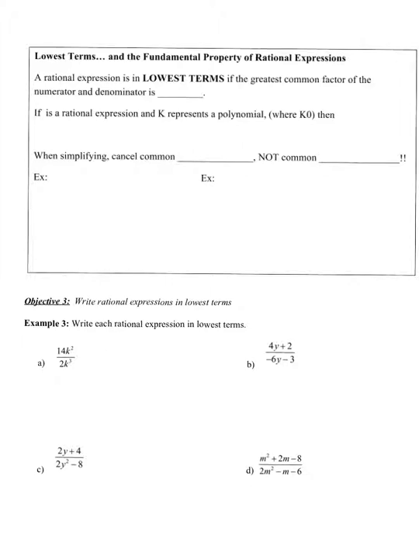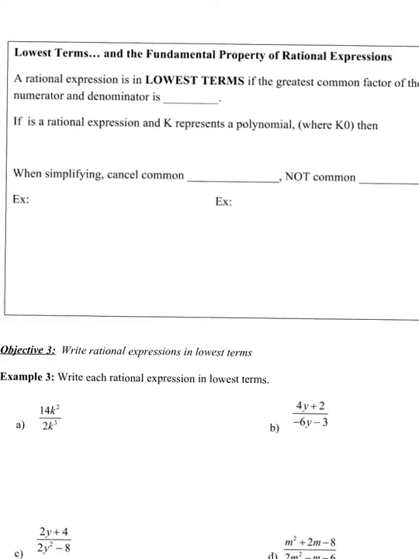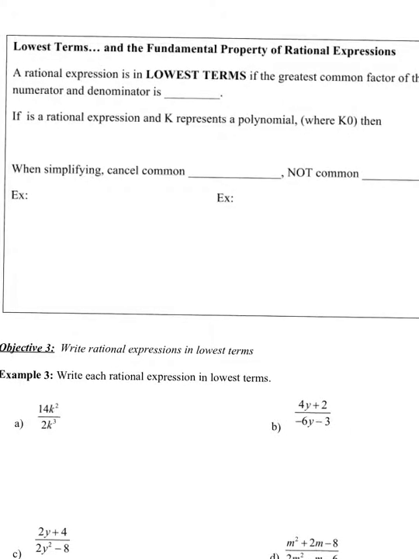On to the back side of the note sheet, let's talk about a rational expression being in lowest terms. A rational expression is considered in lowest terms if the greatest common factor of the numerator and denominator is 1. So if there is any other GCF they have in common, we need to cancel them out.